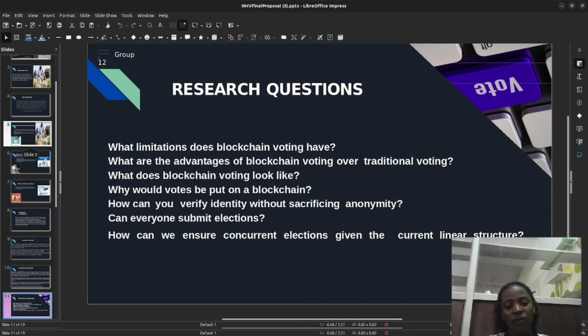Then, how can you verify identity without sacrificing anonymity? Then, can everyone submit elections once they have taken part in the election? Can they be able to submit results? Then, how can we ensure concurrent elections given the current linear structure?